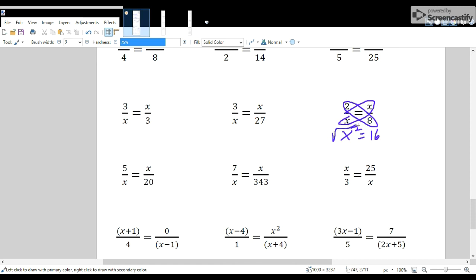Get the square root of both sides. The square root of x squared is x, and the square root of 16 is 4. Now we could also have negative 4. So the answers are x equals plus or minus 4.